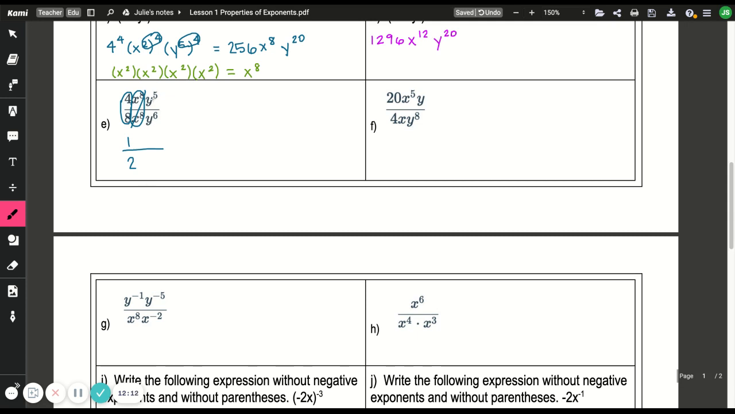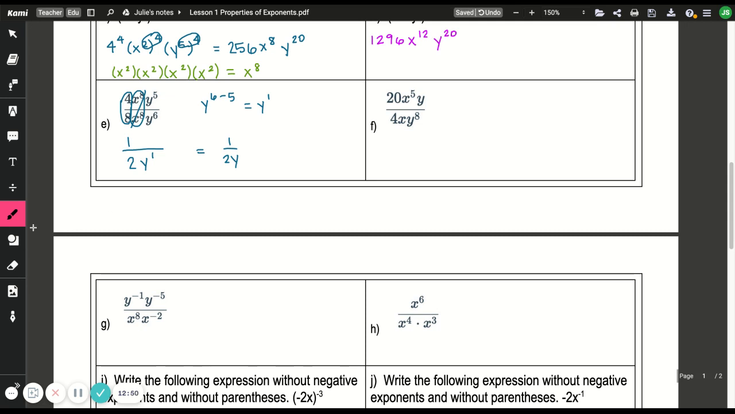And then y to the 5th over y to the 6th. When you divide, you subtract exponents. I'm going to start with the 6 because that's bigger. There's more of them down there. 6 minus 5 is 1. Because when you divide, you subtract exponents. But here's where the mistake comes in. You started with the 6 and it was on the bottom. So that y to the 1 is going to be on the bottom. So you get 1 over 2y.